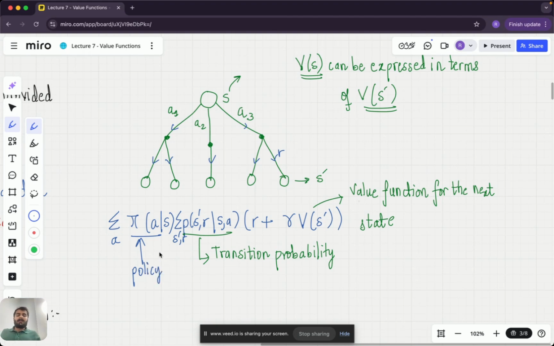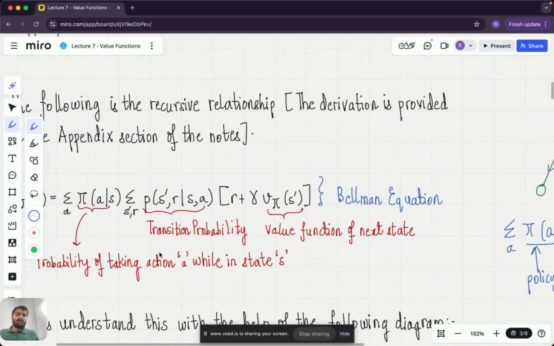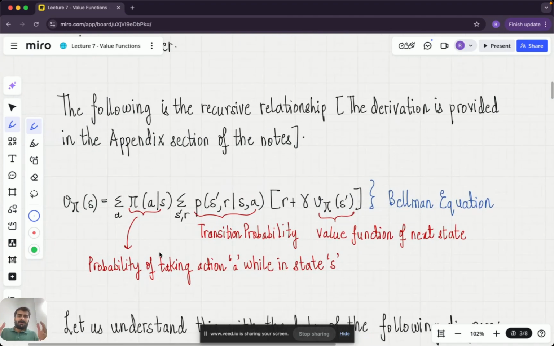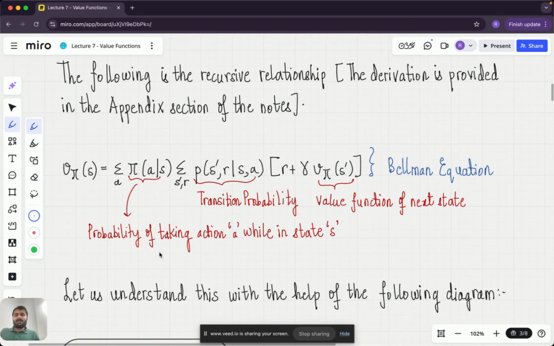So this is the Bellman equation, which gives us a mathematical means of describing the value function, and it's only possible because we have assumed that our state signal has the Markov property. Now we are going to understand this equation again, but in terms of an actual practical example so that you understand how the Bellman equation is used in theory.